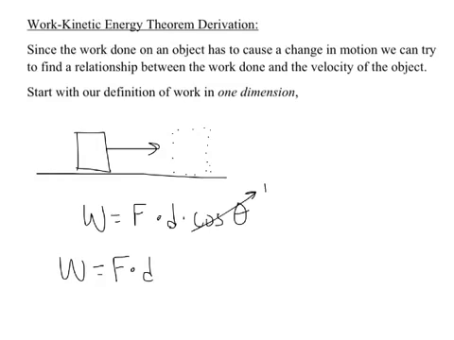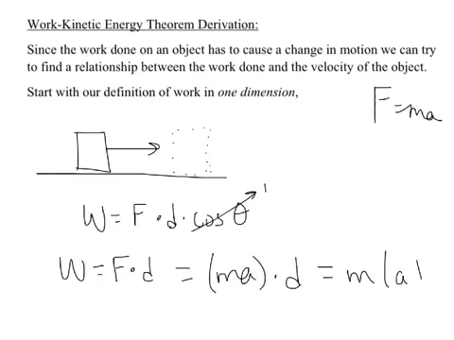Now, remember though that the net force on an object, the overall force, is always mass times acceleration. F equals ma from Newton's laws. So let's replace F with ma. So the work is really equal to ma times d. But what we can do here is write it as m times the quantity a d. So we have work is equal to this quantity right here.